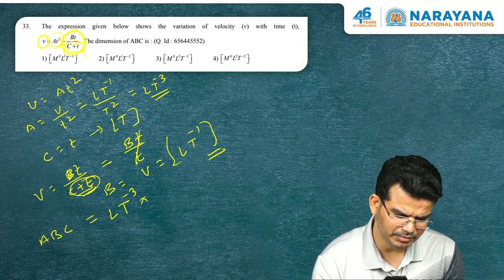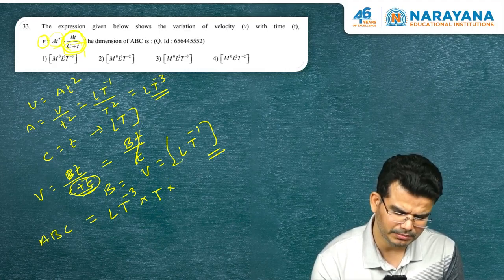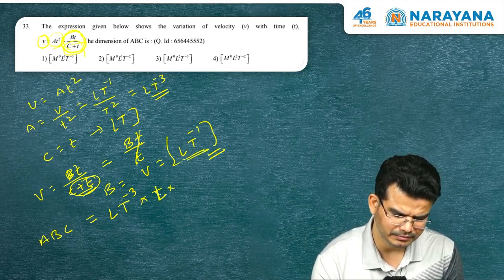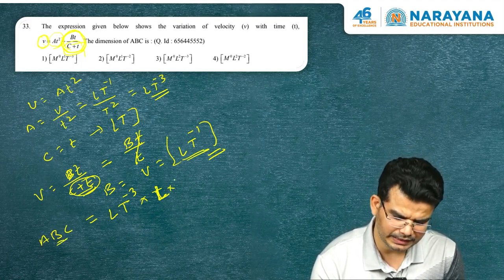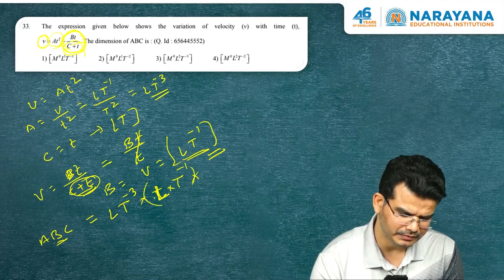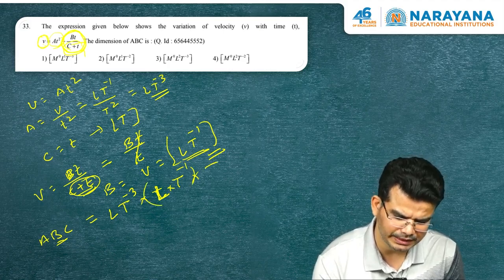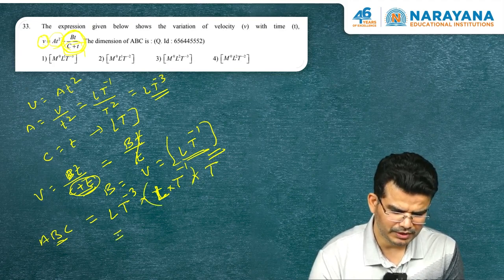What is the dimension of B? Sorry, the dimension of B is L t minus 1. Let us write the dimension of B. Dimension of B is L t minus 1, and the dimension of C is simply t. Okay. So what are we getting? Just check.